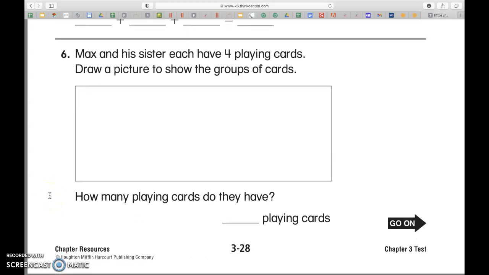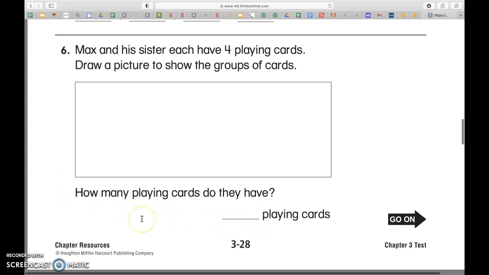Number 6, Max and his sister each have 4 playing cards. Draw a picture to show the groups of cards. So in this box, I need to see a picture. Max and his sister each have 4 playing cards. Down towards the bottom, it says how many playing cards do they have? I need to see an answer on the line that says blank playing cards.